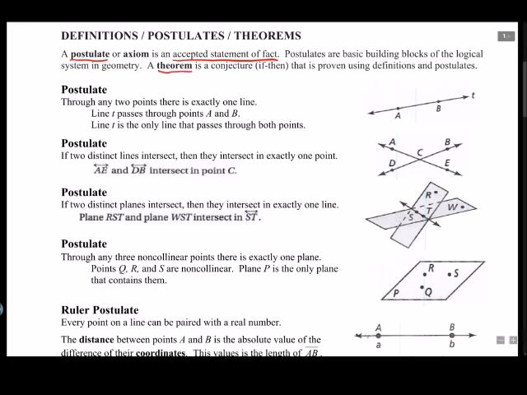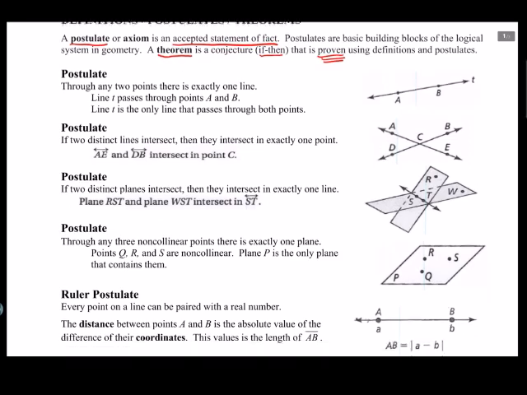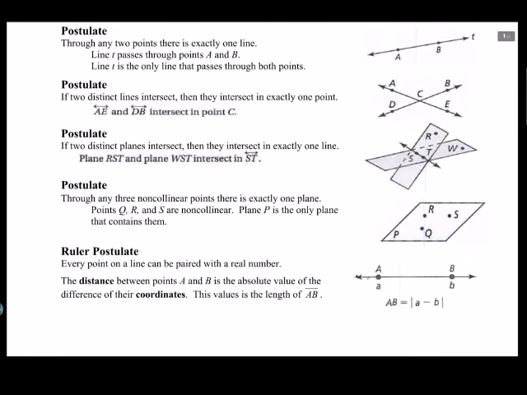A theorem, which will be introduced later, is a conjecture, and a conjecture is an if-then statement. If this is true, then you can say this happens, and we will get to those. Theorems are proven, and they were proven using our definitions and postulates. And postulates and theorems are going to be very useful to us when we do our proofs. So let's look at some postulates here.